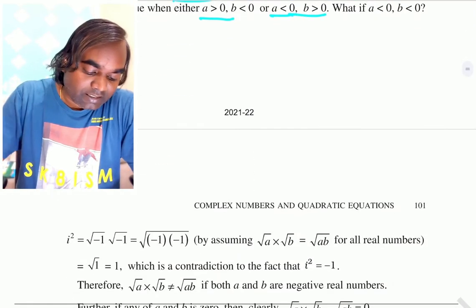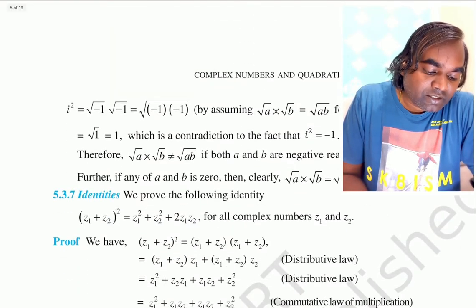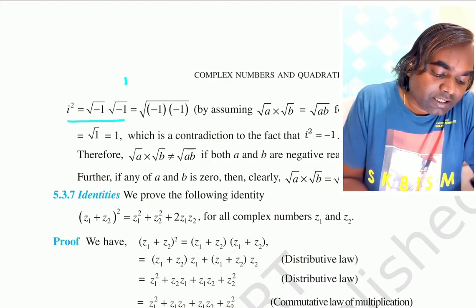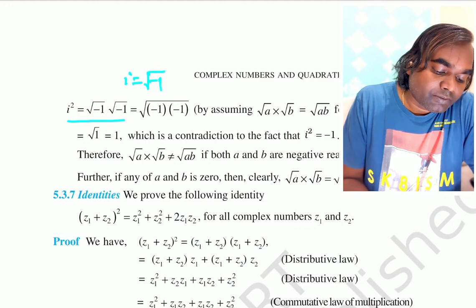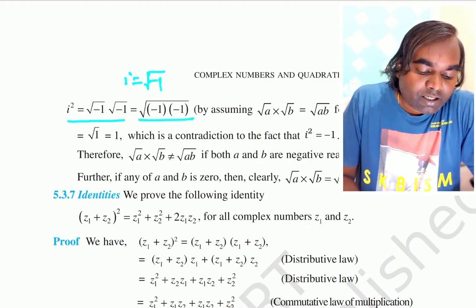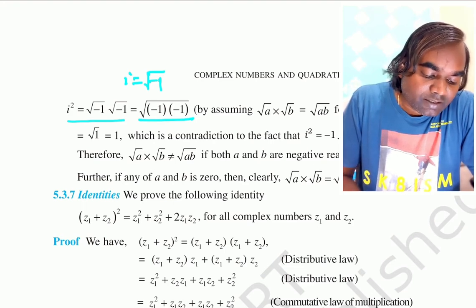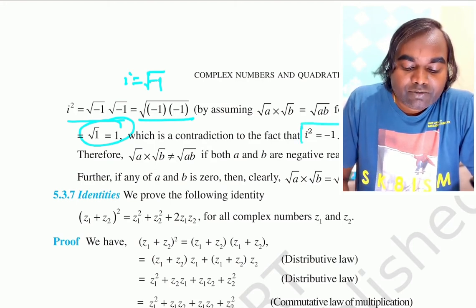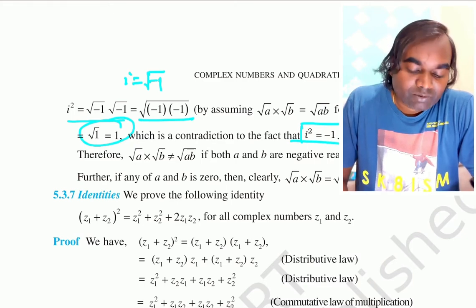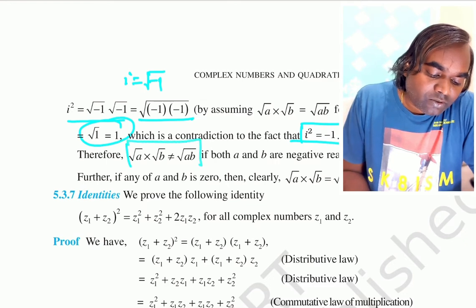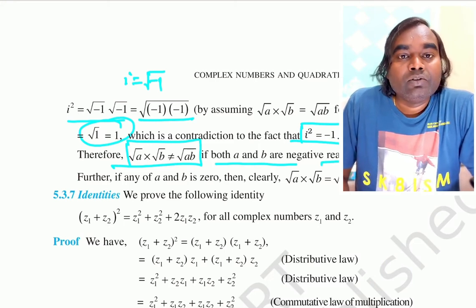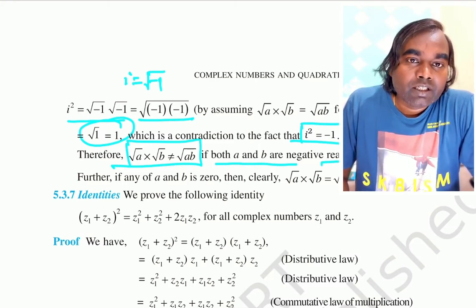In that case we will see that, suppose we take i square is equal to square root of minus 1 into square root of minus 1. As per the definition, i is equal to square root of minus 1, and we see that square root of minus 1 into minus 1 can be written as square root of 1, which is a contradiction of the fact that we defined iota is equal to square root of minus 1. That means square root a into square root b can't be equal to square root ab if both a and b are negative real numbers. So for this identity to hold good, one of the two real numbers should be positive.